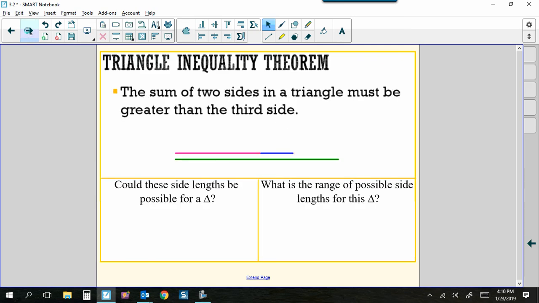The last thing we're going to talk about today is the triangle inequality theorem, which goes back to our learning target today. The sum of two sides of a triangle must be greater than the third side. So in order to create a triangle, if you were to measure with a ruler all three segments, the two shorter sides have to have a sum greater than the third. So you can see here I have 3 different color segments. I'm going to show you an example of why it would not work. This green one on the bottom is going to be one side of my triangle, and then I'm going to try and make a triangle with the pink and the blue sides.